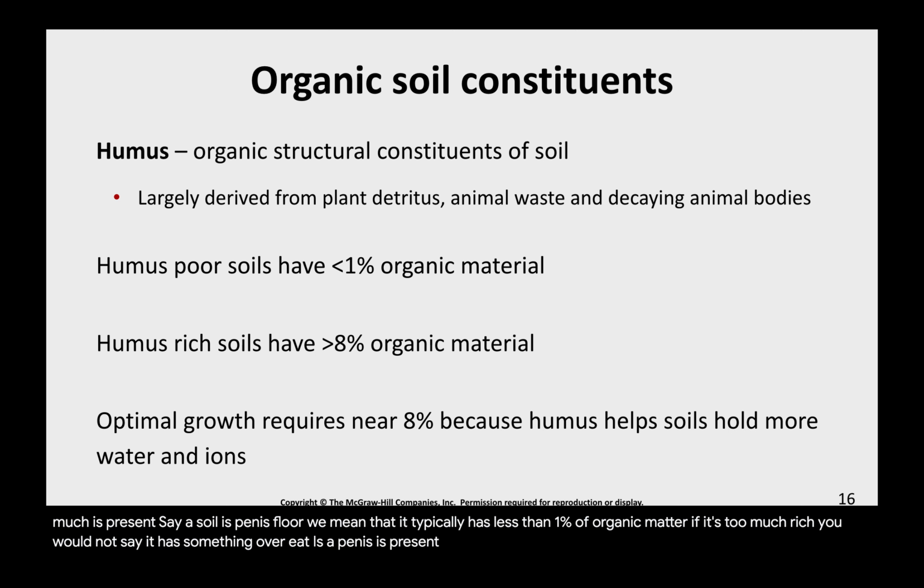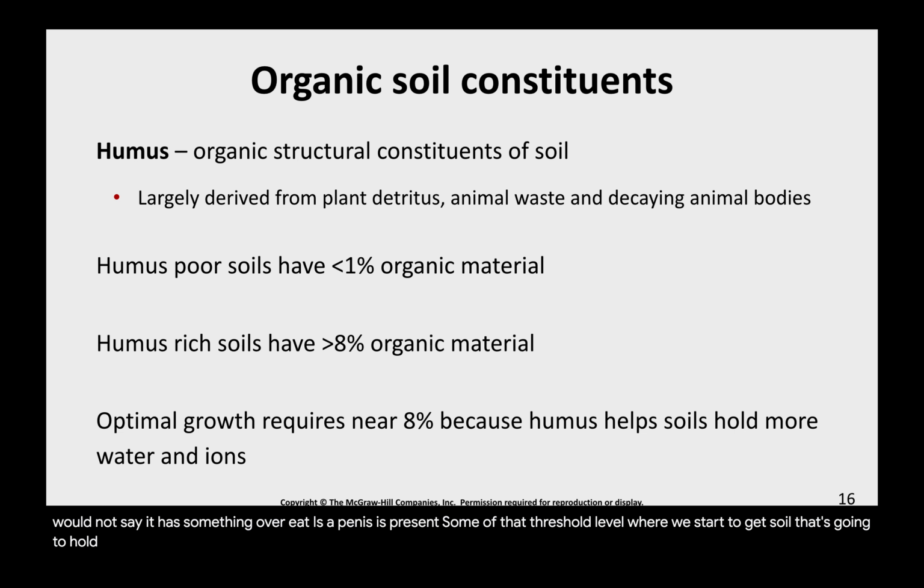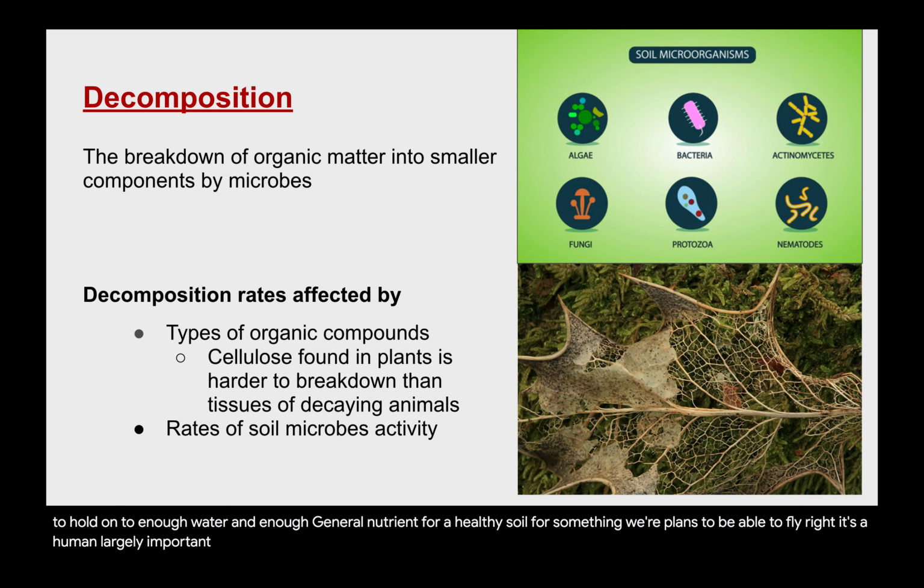Oftentimes, optimal growth for plants is going to be near that 8% of humus, because this is the threshold level where we start to get soil that's going to hold on to enough water and enough ions, so minerals and nutrients, for a healthy soil and a healthy ecosystem, for plants to be able to thrive. So humus is largely important.